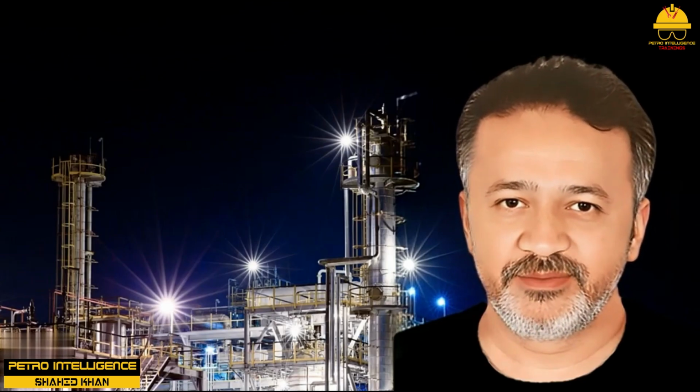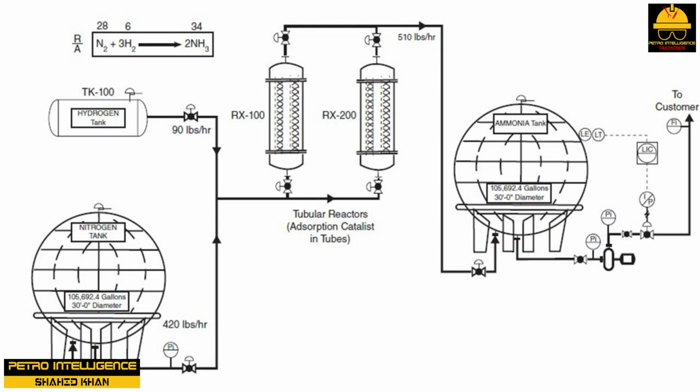Ammonia process. The production of ammonia is a popular process used by industry on a large commercial scale. The simple equation is 28 parts nitrogen, N2, and 6 parts hydrogen, 3H2, produce 34 parts ammonia, 2NH3. This illustrates how nitrogen and hydrogen are passed through a tubular reactor filled with catalyst.